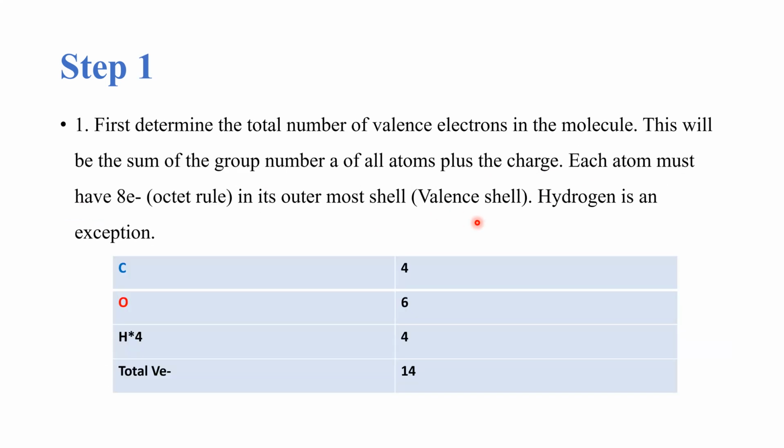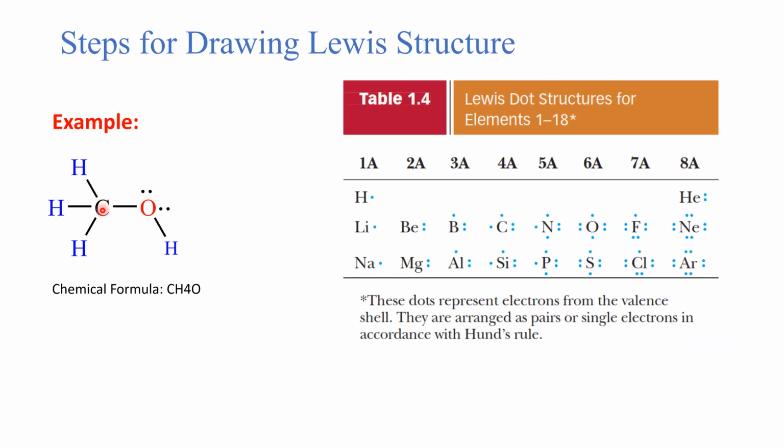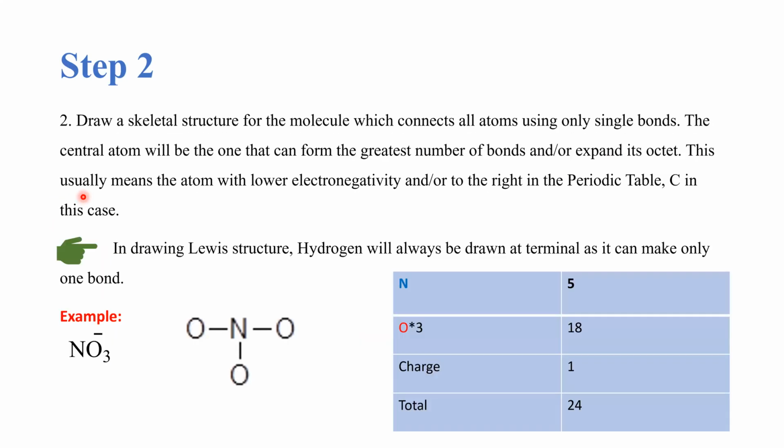In the previous case, we drew the carbon in the center, right? And then this was linked with oxygen, and the hydrogen will always be kept on the terminal or outer side. Why? Because hydrogen is only able to make a single bond. So hydrogen has its own exclusivity and exception. So in drawing a Lewis structure, hydrogen will always be drawn at the terminal, as it can make only one bond.